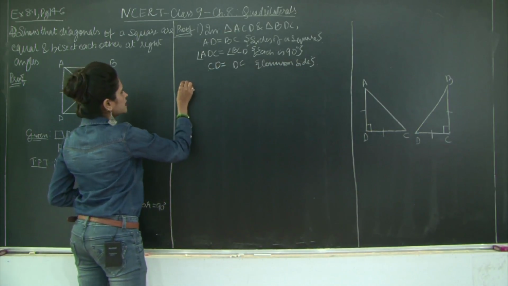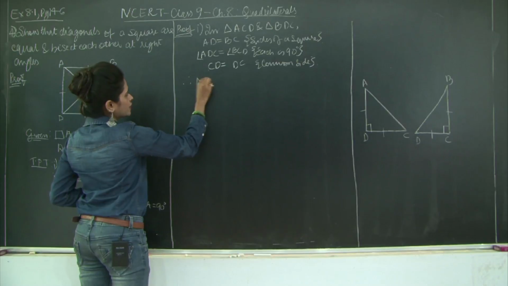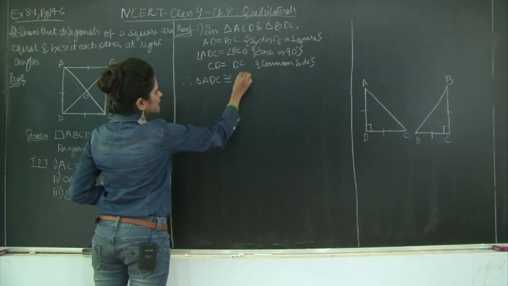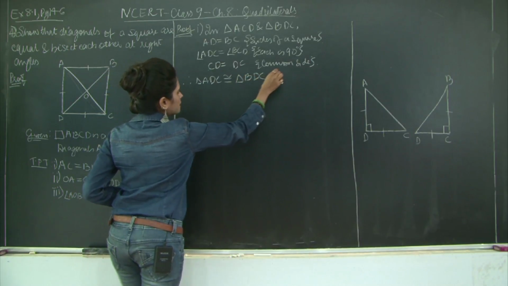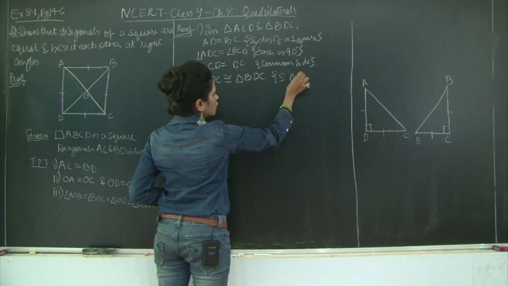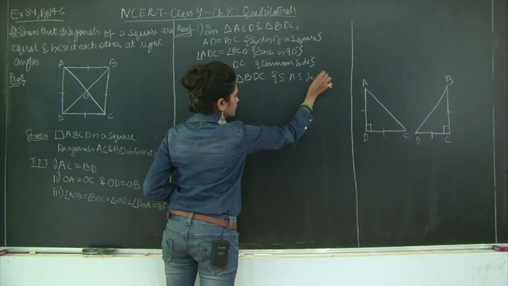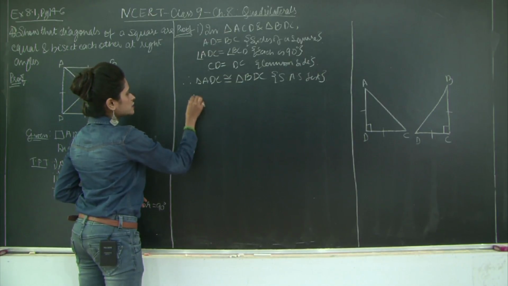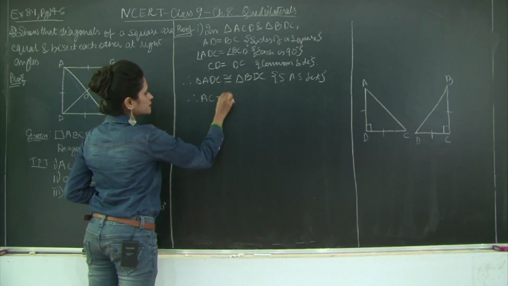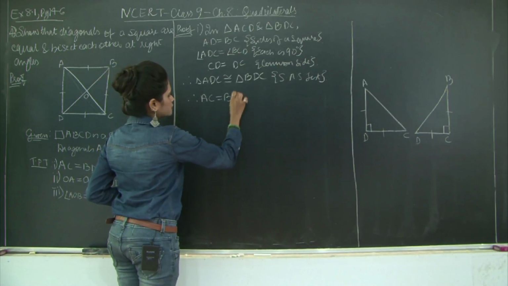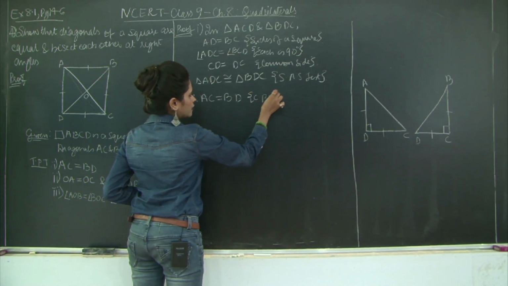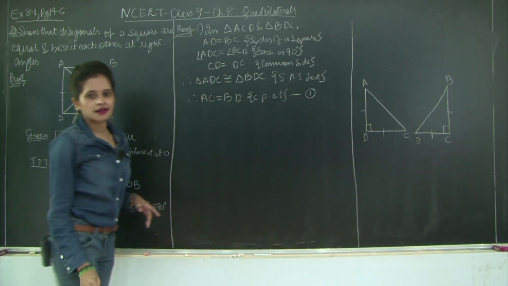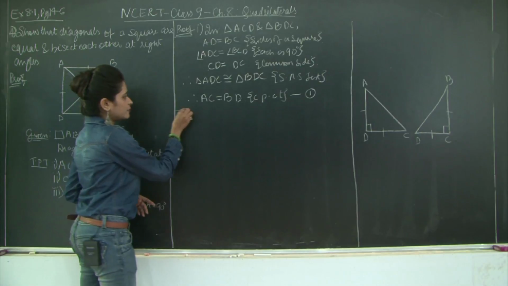So let us write this. Therefore, triangle ADC is congruent to triangle BDC by SAS test of congruence. Therefore, obviously I can say that AC is equal to BD by corresponding parts of congruent triangles. And we might need this later, so I am going to mark this as statement number 1. So we have proved the first part.